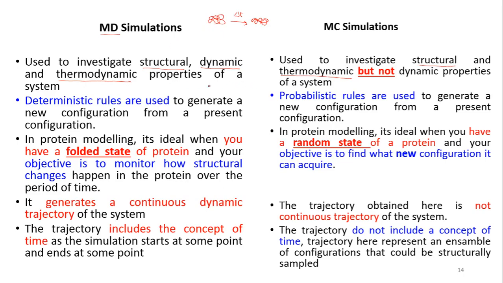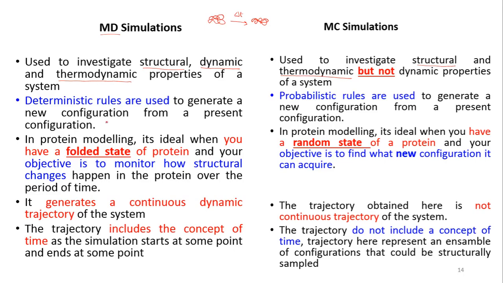Right? So here is the second difference. The third difference may lie in practical perspective. Let me explain what I mean by that. Deterministic rules-based simulation, or simply MD simulation methods, are more ideal when you have a folded state of a protein. That is, you already know beforehand the protein is folded, and this is how the folded state of my protein might look like.